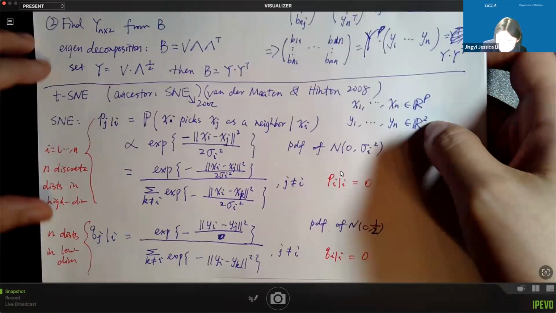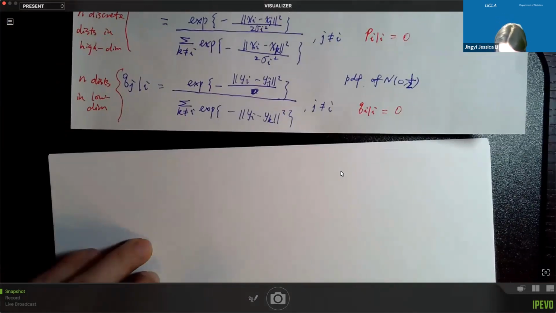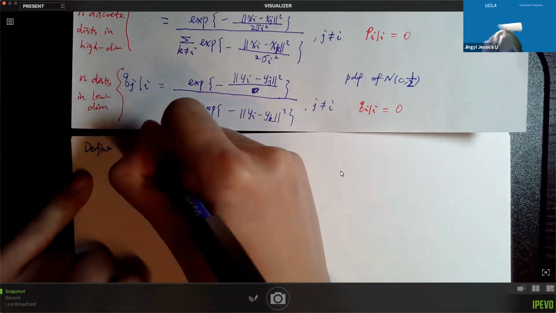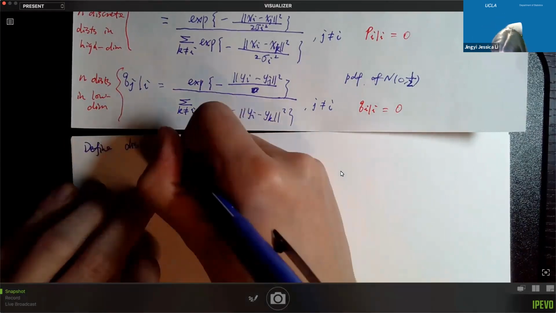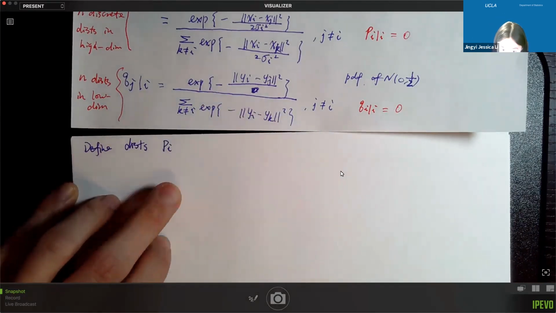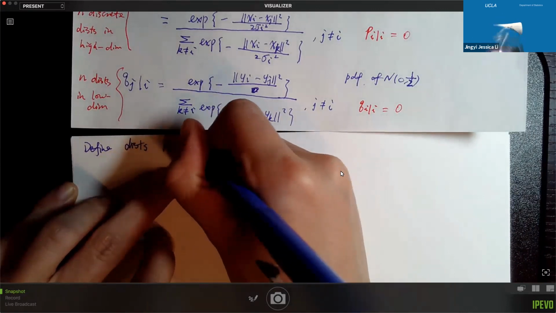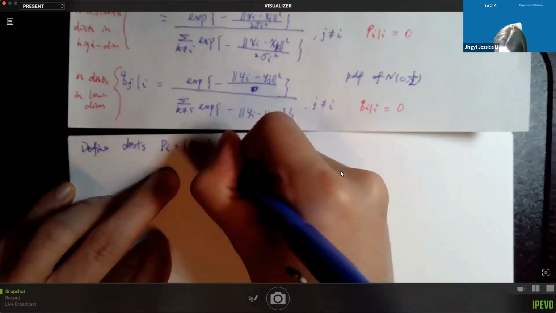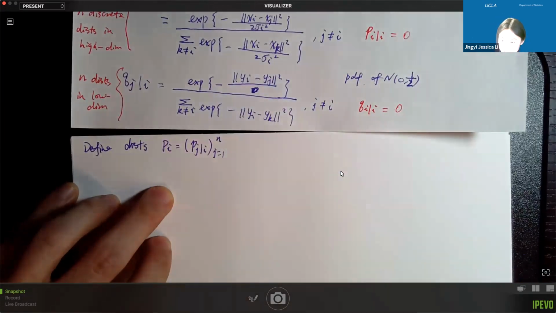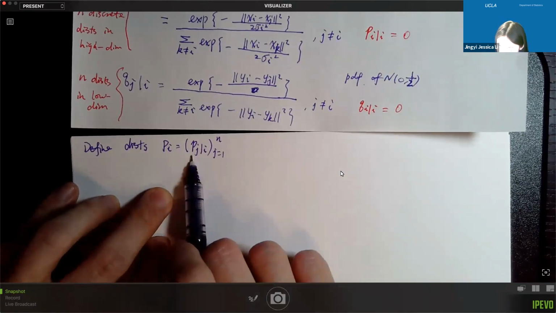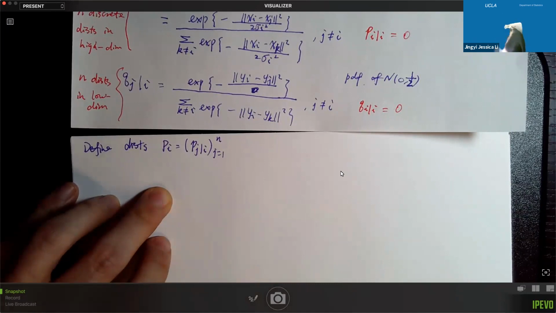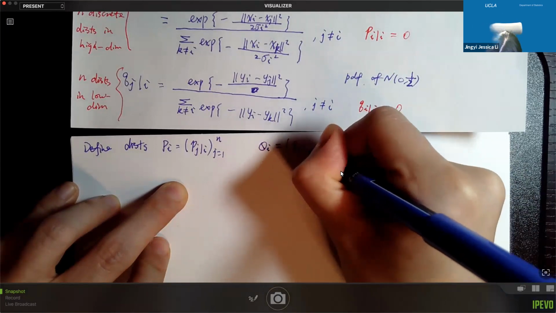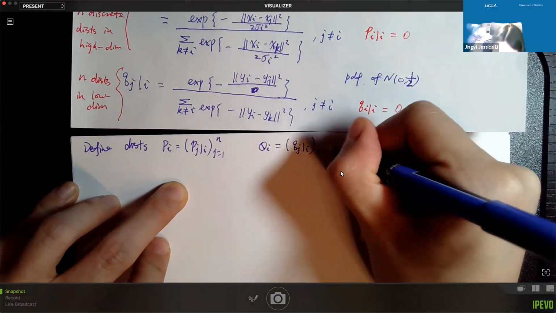So to put it in words, what I mean is that we define a distribution. We call it P_i. So P_i would actually be the collection of p_{j|i}, and we let j go from 1 to n. So this is an n-value distribution. These p_{j|i}, if I take the sum, equal to 1. I also define one for the low dimension, Q_i. So q_{j|i} and j from 1 to n.